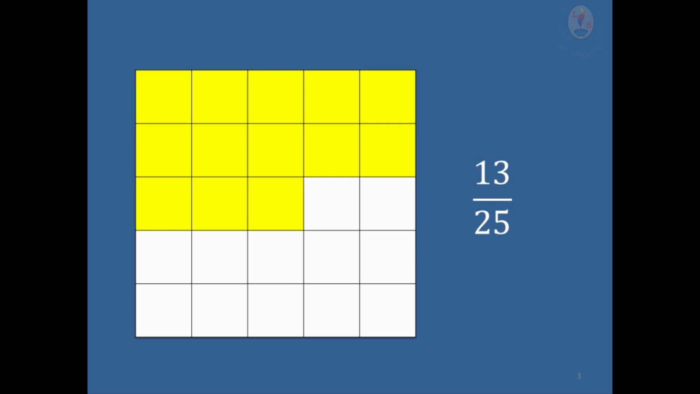13 over 25. Now we are going to identify what is the numerator and what is the denominator. In this fraction, the numerator is 13, and what is the denominator? The number below the line is called the denominator. In this fraction, the denominator is 25.